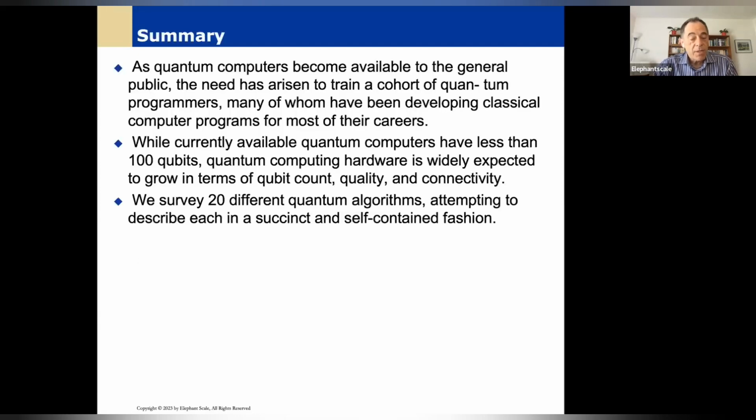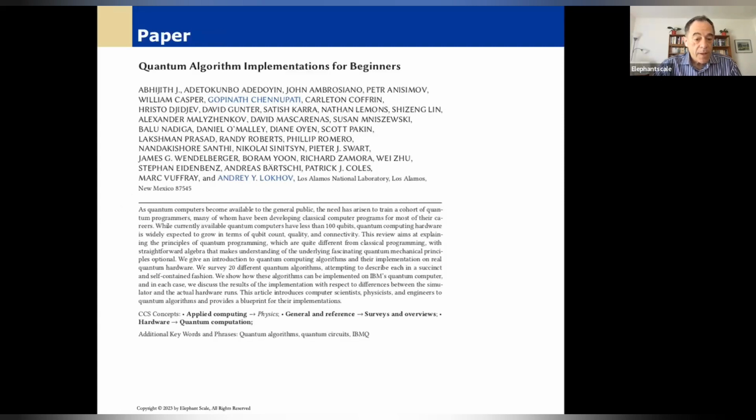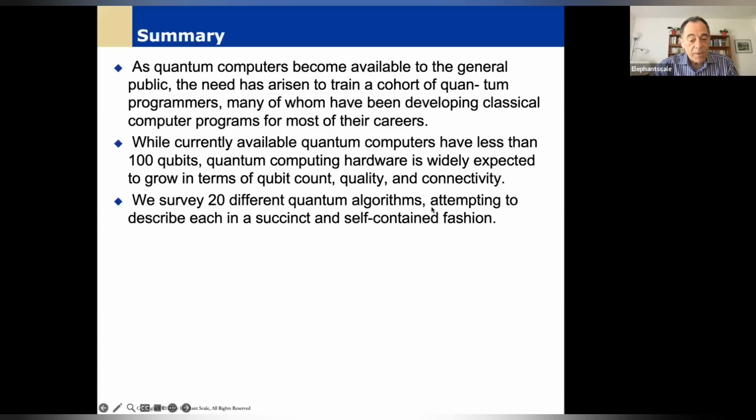All right. So I said, let me do this and let me write a course according to what they say. But what caught me was the very beginning. The very beginning says, as quantum computers become available to the general public, the need has arisen to create a cohort of quantum programmers. Well, now, after a year of study and teaching and doing, I think it is an exaggeration. There is no cohort of quantum programmers.